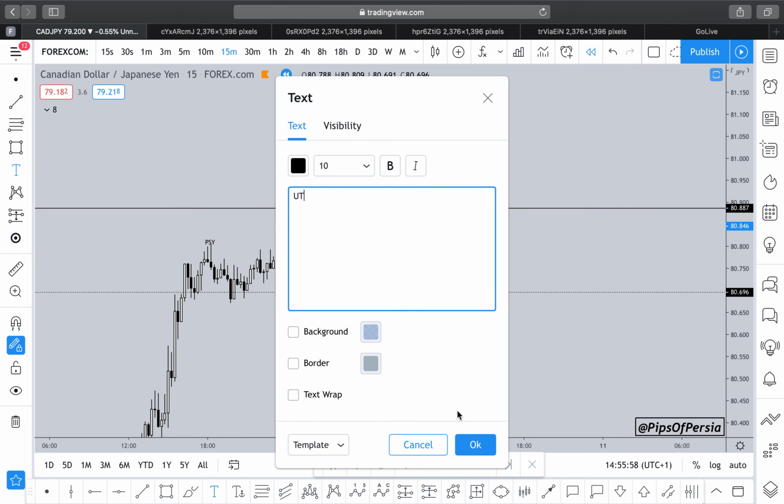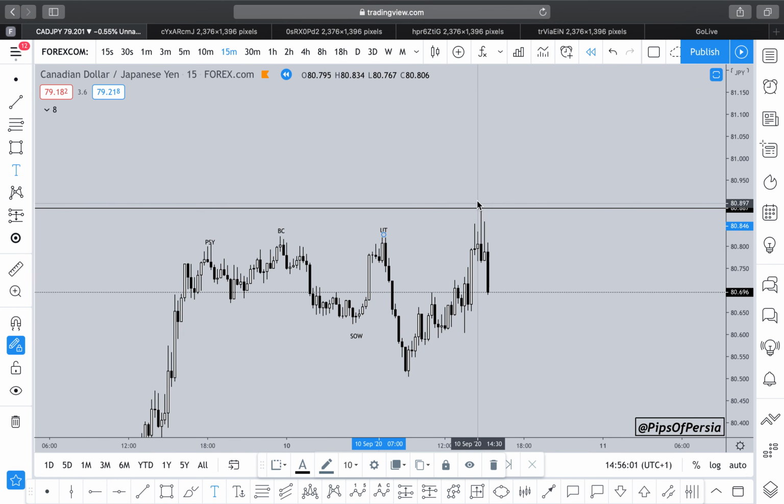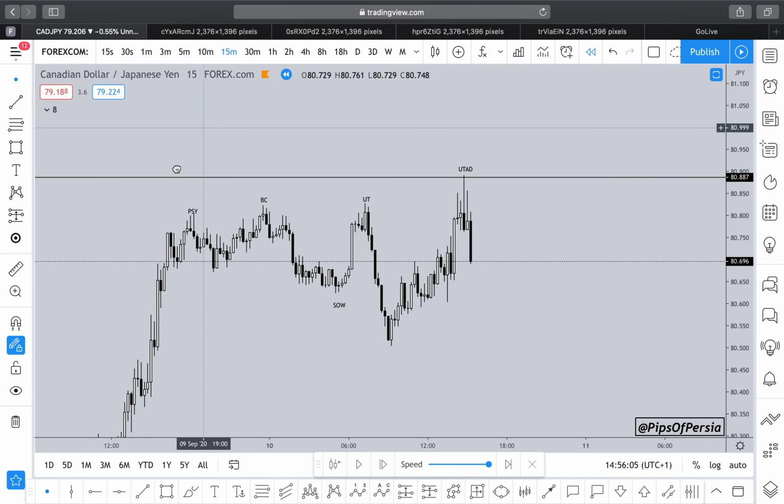Following this could be that UT, your upthrust, and that final UTAD, right? So that's that full distribution now being formed over there from the preliminary supply, buying climax, sign of weakness, UT, and that UTAD over there.